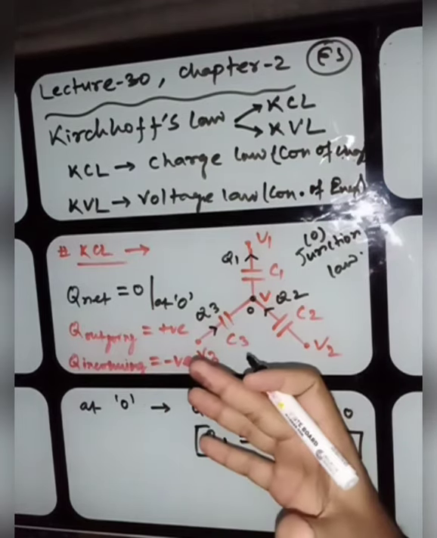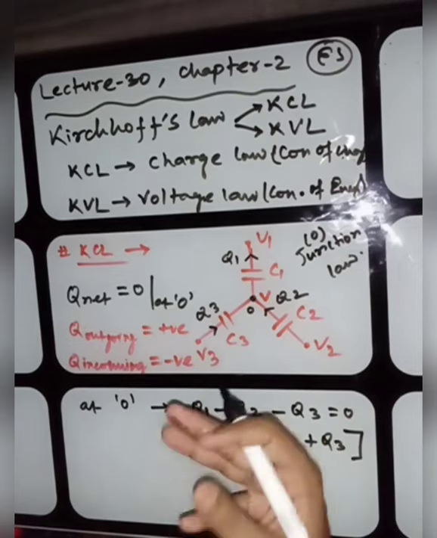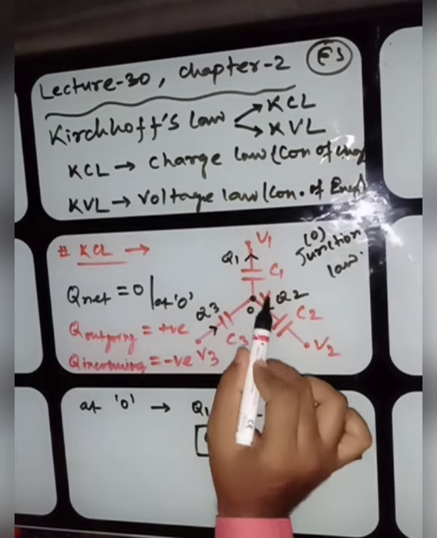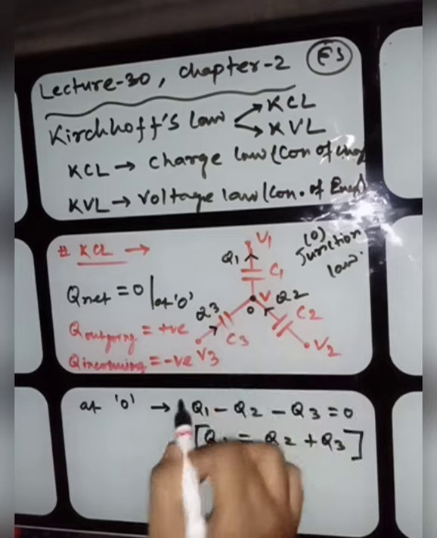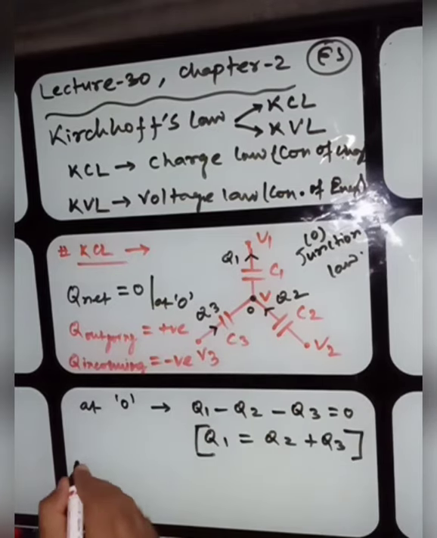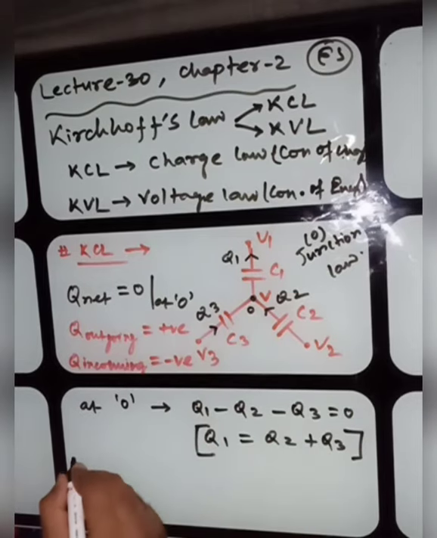Another form of this particular law, that to write mathematically, you can write in another way. If you are not having the charge but you are having the capacitance and potential, then you can write this equation also. How you will write? So in terms of that potential and capacitance, we are writing here.